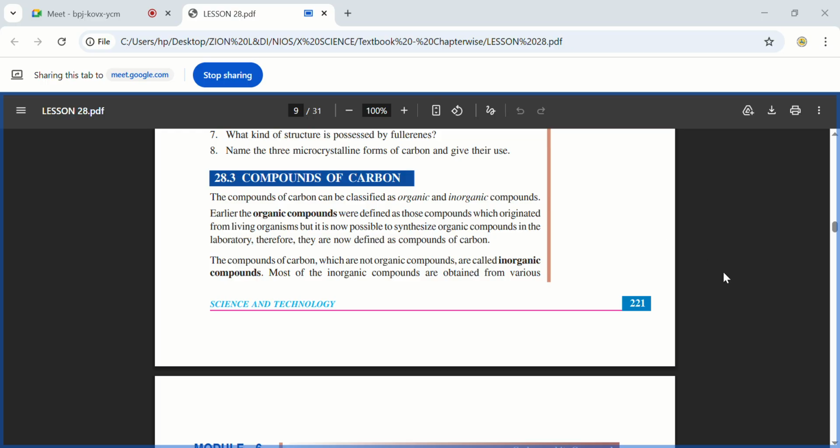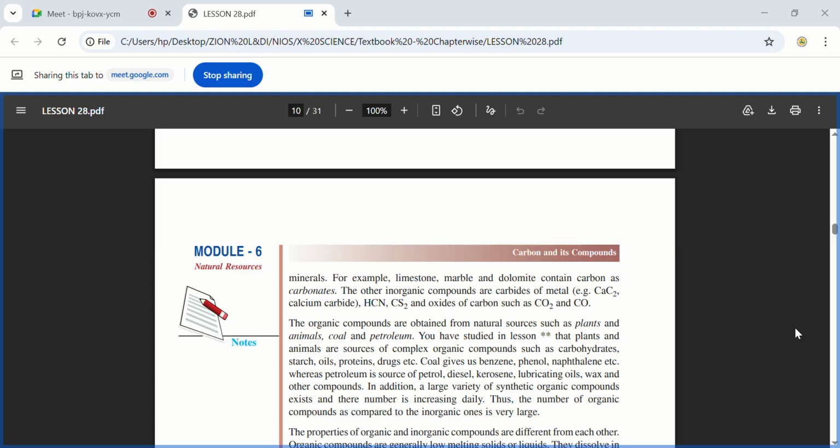They are telling the example here. Underline this. Limestone, marble, dolomite contain carbonates, that is CO3. Carbonates means CO3. Limestone is nothing but your CaCO3. Now, other inorganic compounds are carbides. Underline carbides, they'll be in singular. So example CaC2, that is calcium carbide, and HCN is called cyanide.